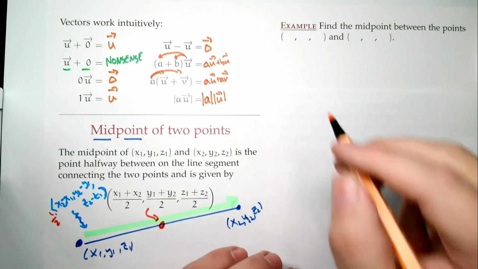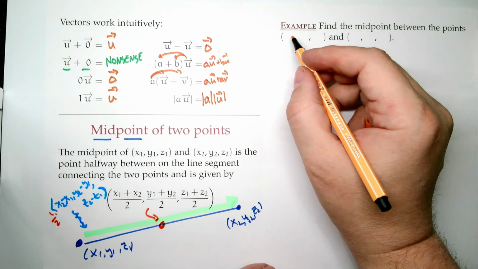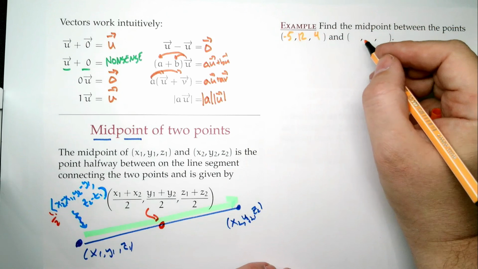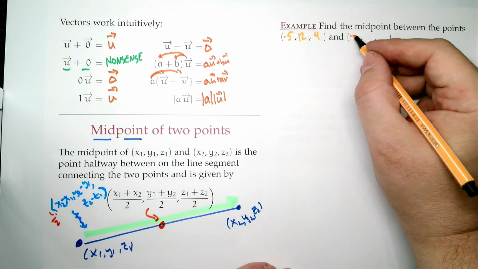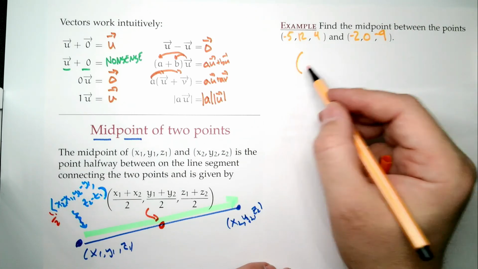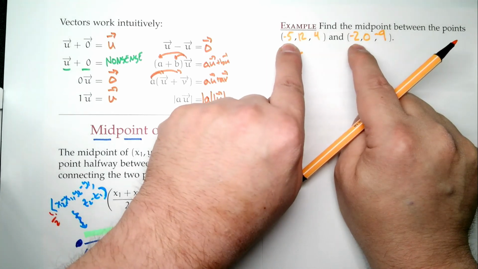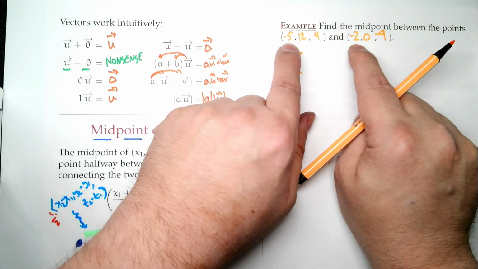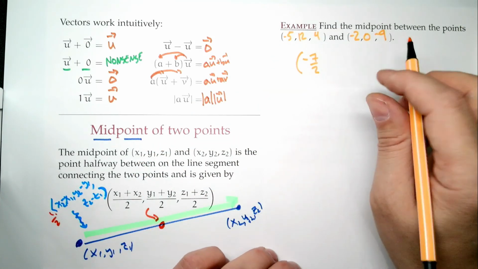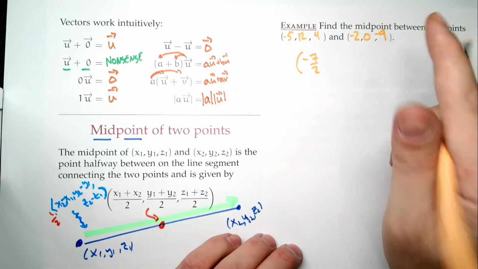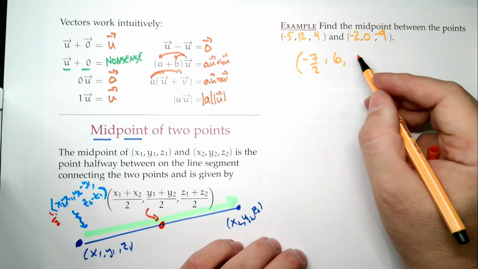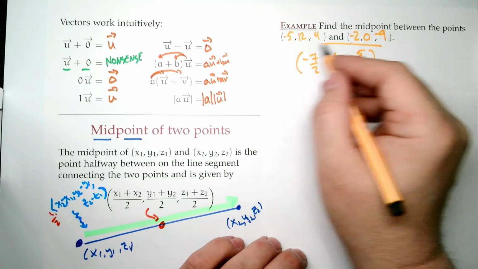Okay, some more points. All right, give me some points. Negative 5, 12, 4. And? Negative 2, 0, negative 9. All right. So what's the midpoint? Well, you add the x coordinates and divide by 2, so it's halfway in between the x coordinates. Negative 5 plus negative 2 divided by 2 is negative 7 over 2. 12 plus 0 divided by 2 would be 6. 4 plus negative 9 divided by 2 would be negative 5 halves. Okay, so we can find midpoints.